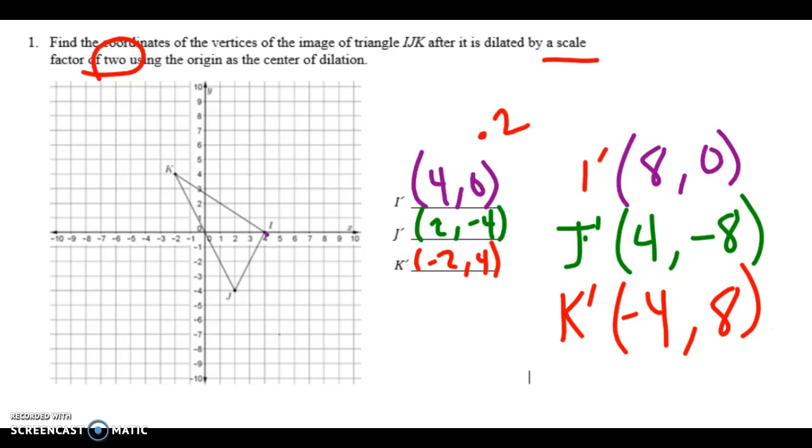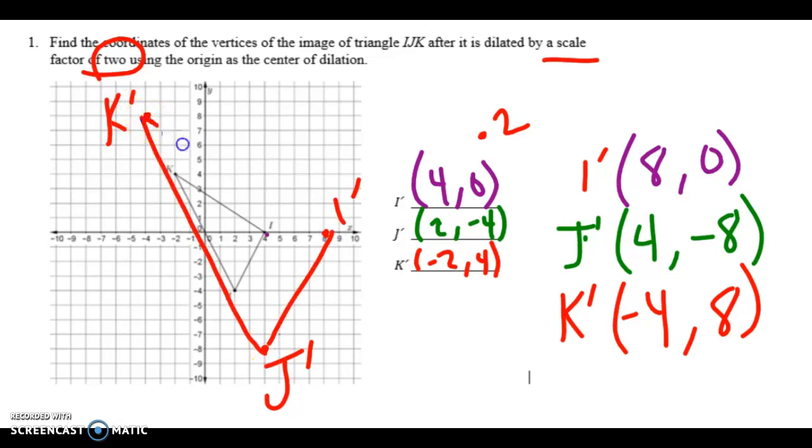So now we have our coordinates. We're going to go over to the coordinate plane and we're going to plot these guys. So I prime is now here at 8, 0. I meant for that to be purple. J prime is going to be at 4, -8. So down here, sorry, I need to label these as I go. And K prime is going to be at -4, 8. So all the way up here. So when we connect our dots, you can see that our shape still looks the same, but it has grown and it is now twice the size. So that's a scale factor of 2.